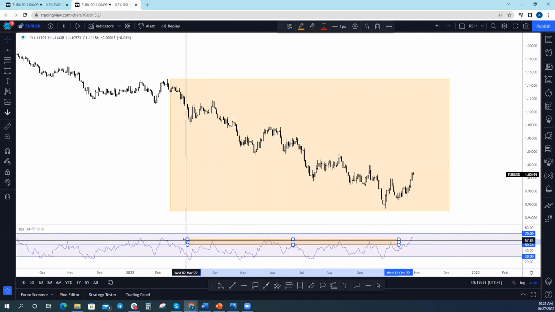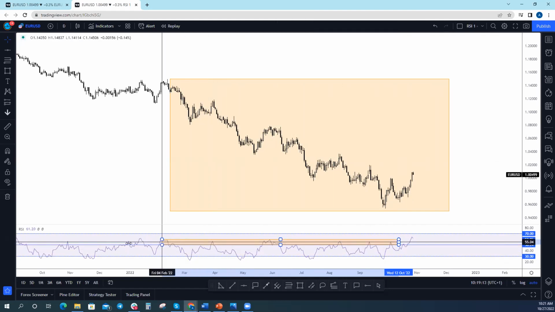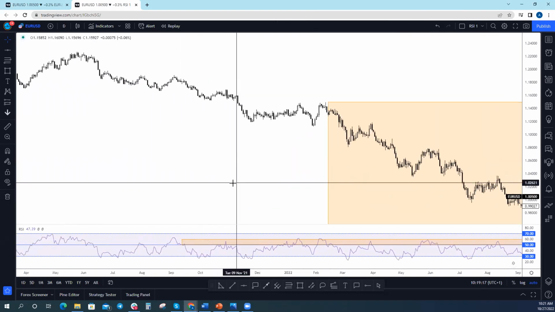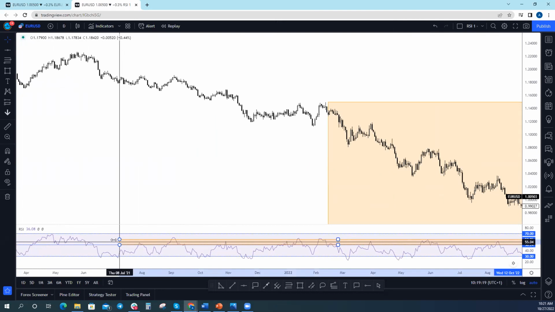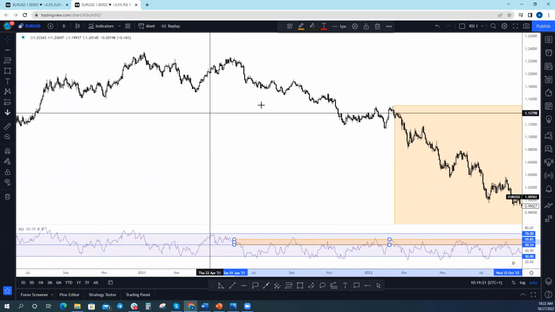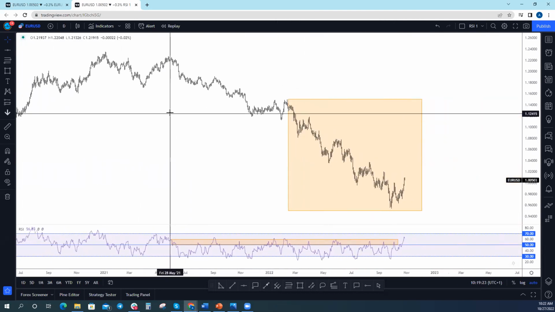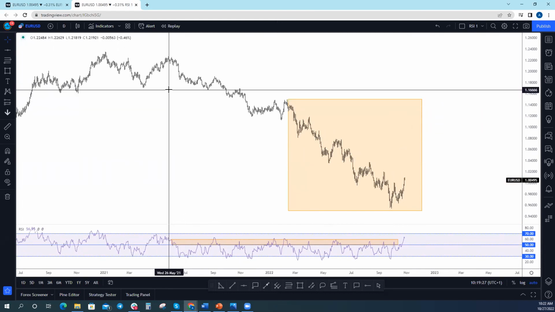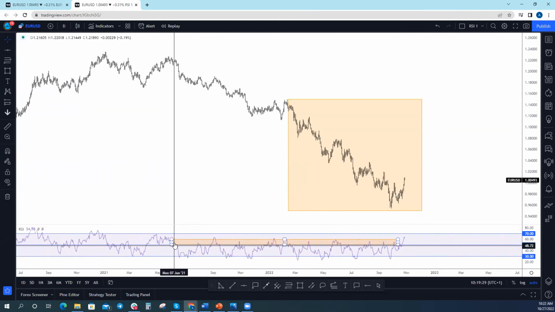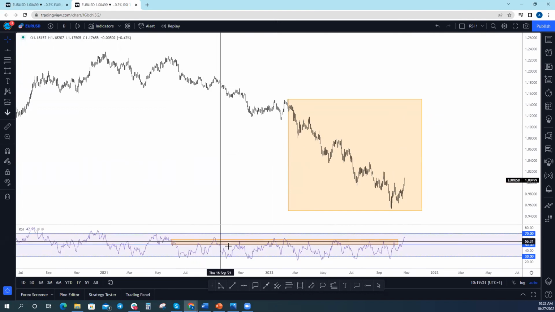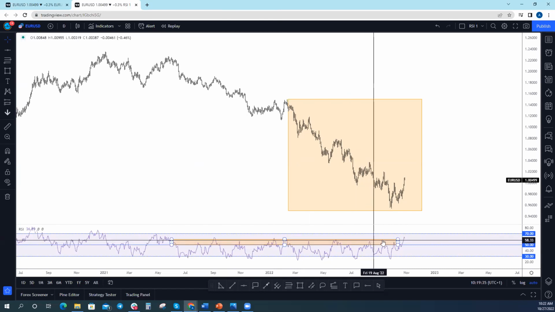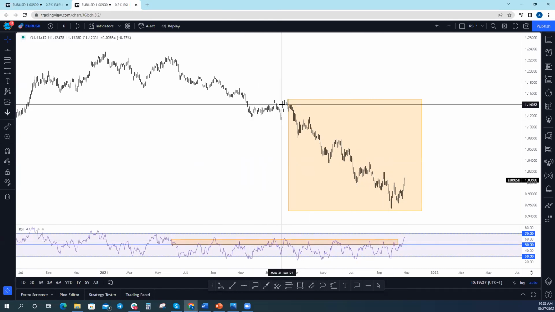We can even extend this right back to here. I wonder how far that goes back. See, that goes back quite a way, all the way back to the beginning of this down move. Since this is a really good example, since May of 2021, we have had a temporary overbought area. This is where you can look for divergence signals and things like that when you're in a downtrending market.